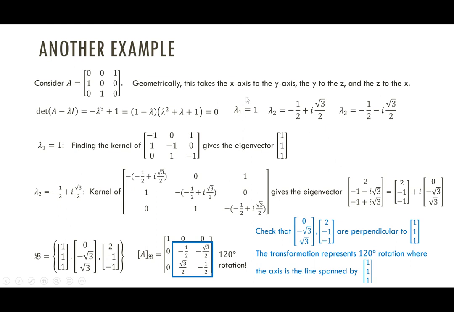This makes sense. If you had to rotate to get the x-axis to the y-axis, the y to the z, and the z to the x, then it makes sense that, you can't see the hand gestures I'm making right now, but you've got a line going through 1, 1, 1, and you're just rotating by 120 degrees. Well, I see it at least. Hopefully you do too.